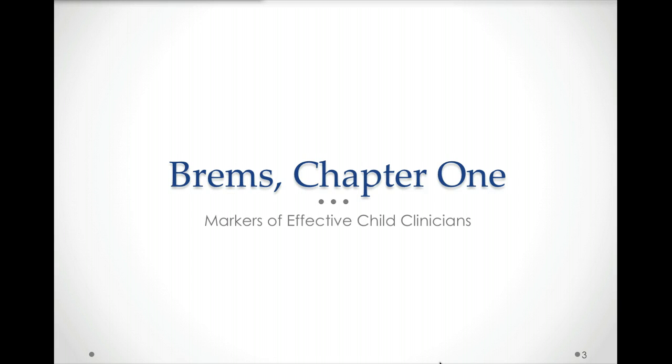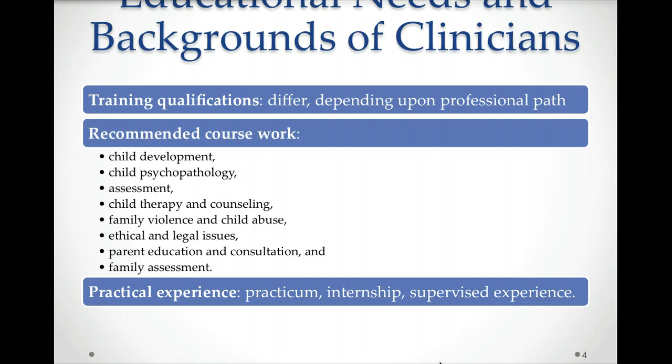In Chapter 1, you'll read about markers of effective child clinicians. First, to be an effective child clinician, there are certain qualifications that you might choose to pursue. For you guys, your training will prepare you for working with children as licensed mental health counselors. Some of you might be planning to pursue the additional educational requirements that will also qualify you to become licensed as marriage and family therapists.